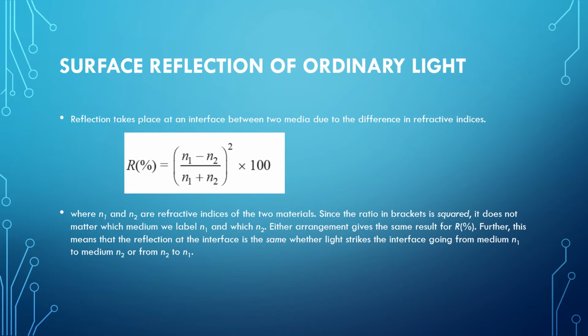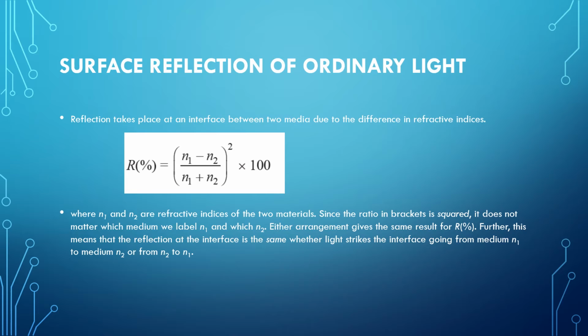So now we'll speak a little about the surface reflection of ordinary light. Reflection takes place at an interface between two media due to the difference in the refractive indices. We have an equation for that, which is shown on this slide, that says R percent is equal to (N1 minus N2) divided by (N1 plus N2), squared, times 100, where N1 and N2 are the refractive indices of the two materials.